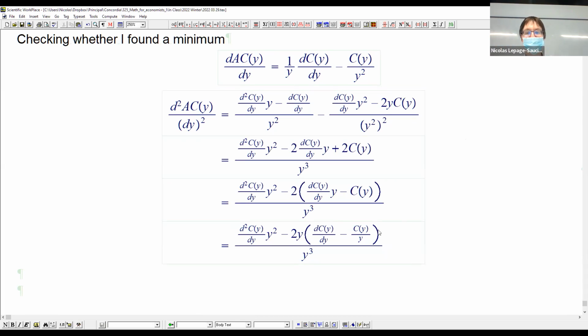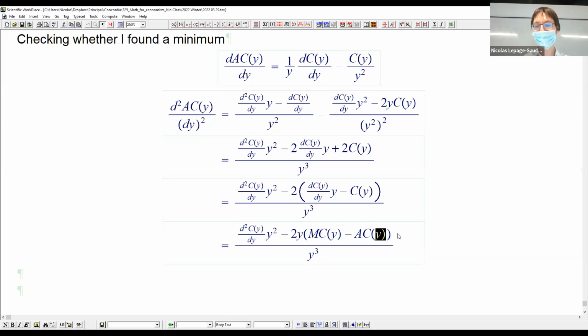Okay, so my question is, can we do something about this thing? Does that ring a bell to you? What is this? dC of y over dy? People at home, dC of y over dy, what was that? Marginal cost, yes, marginal cost of y. And what is this? Average cost.